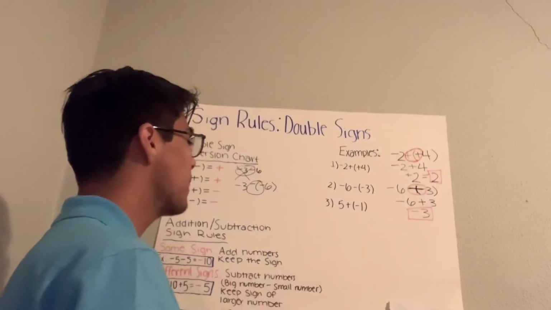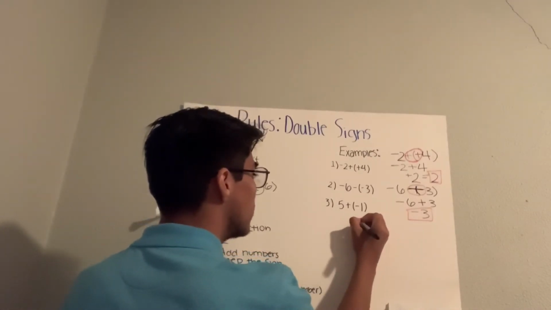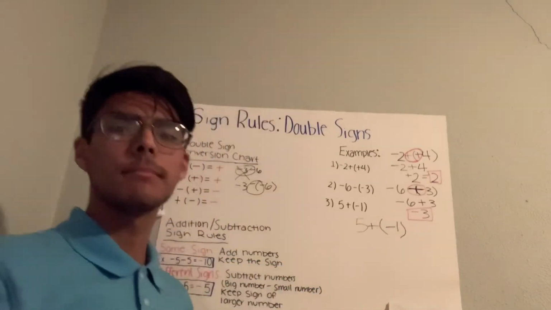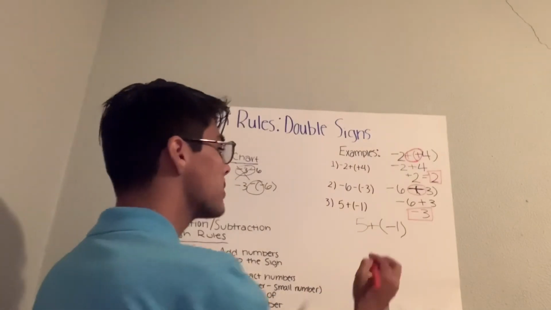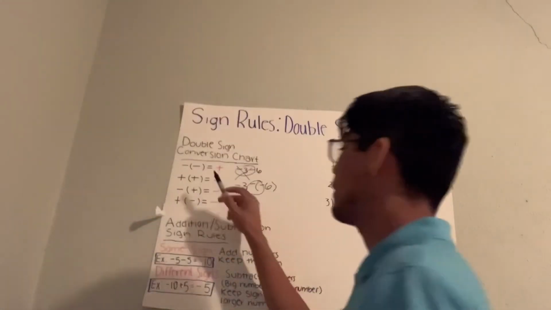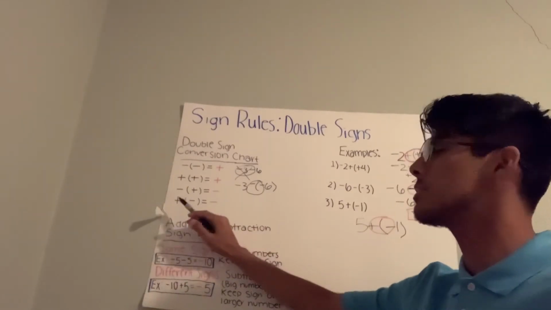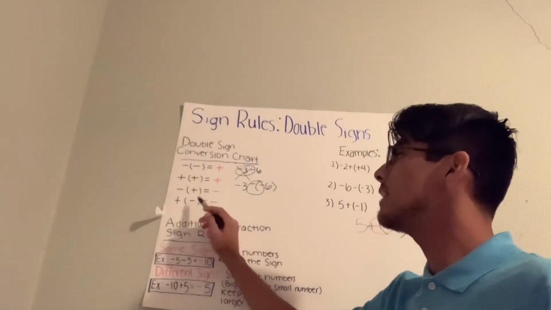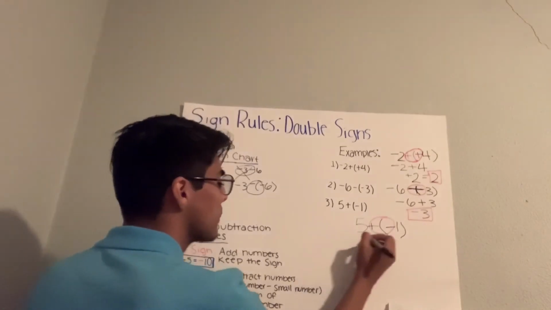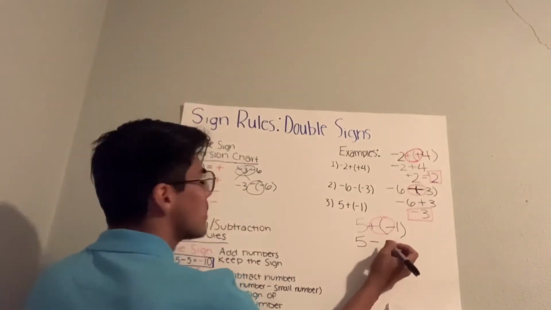So for our last example, it's going to be 5 plus negative 1. We're going to find the double sign again. We're going to find it on the conversion chart. This one's going to be different. It's going to be the last one. So plus next to a negative equals a negative. So let's go ahead and write it out. Negative 5 minus 1.